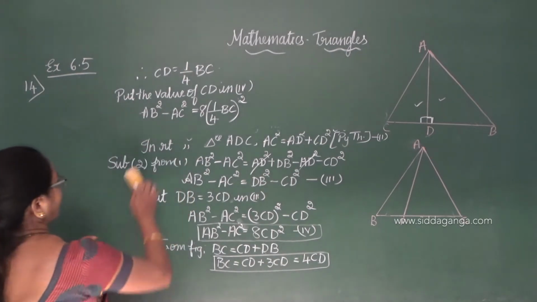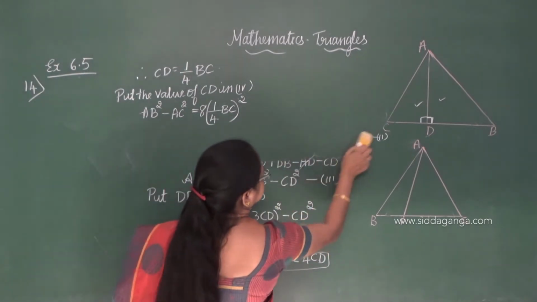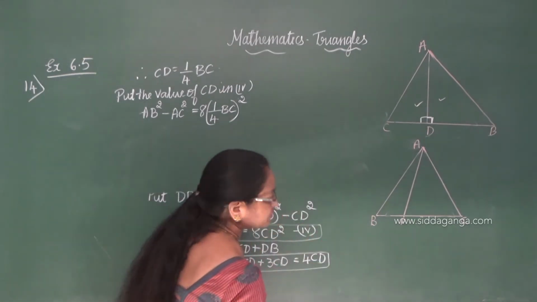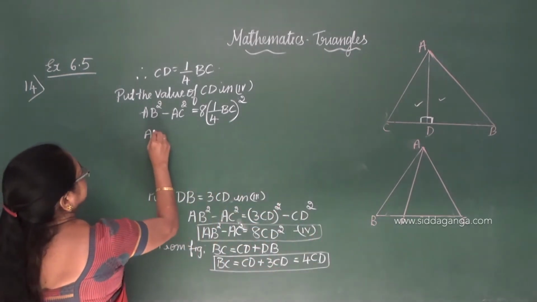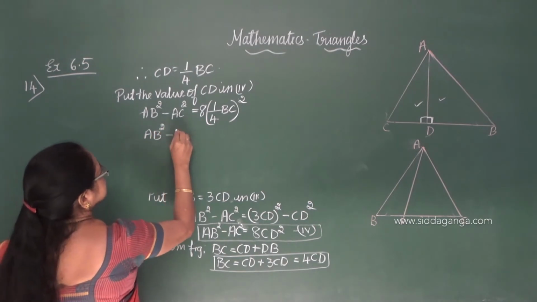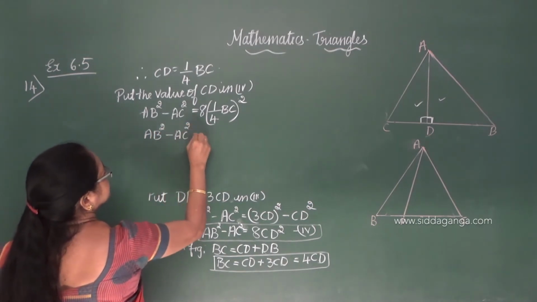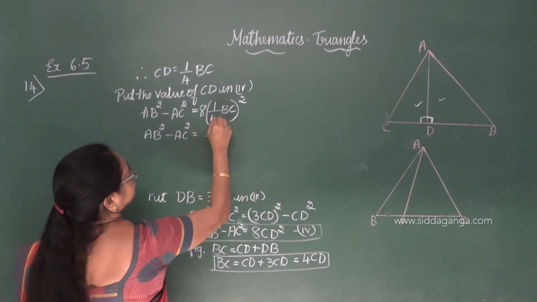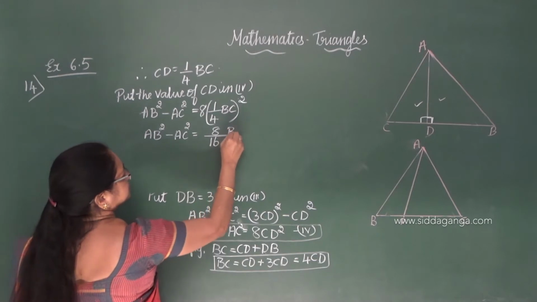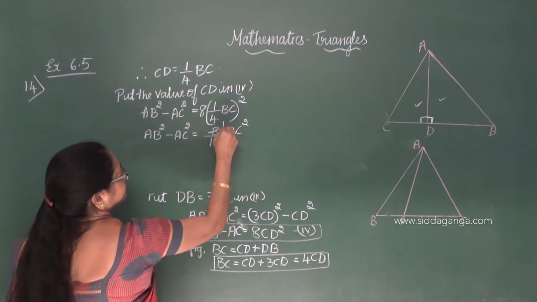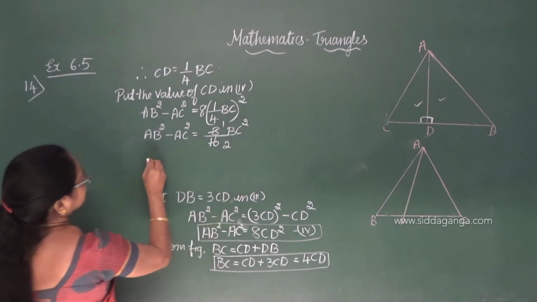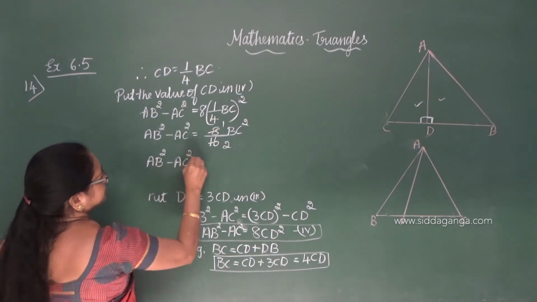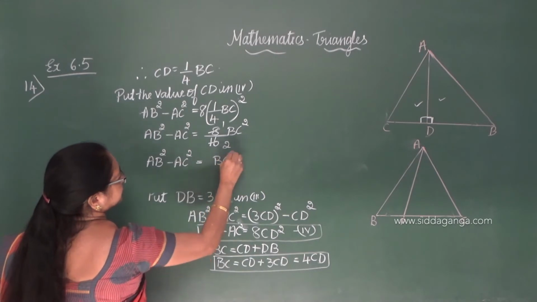Now we have AB square minus AC square is equal to 8 by, see this will be 4 4s are 16, BC square, correct? So 8 1s are 8, 2s are 16. Now what we have, AB square minus AC square is equal to BC square by 2.